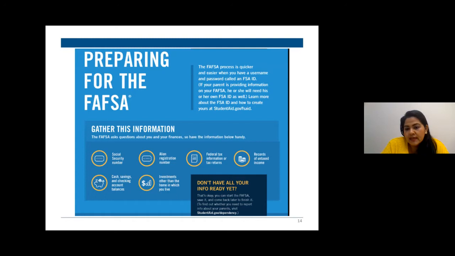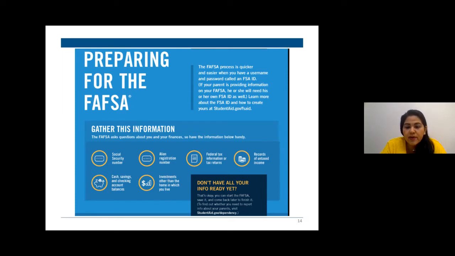Children who are U.S. citizens or permanent residents are able to apply for FAFSA even if the parents are not U.S. citizens or permanent residents. In this case, the child will just fill out their social security number and leave the section blank or enter zeros for the parents if the parents do not have a social security number. But if the parents and the students have social security numbers, those numbers will need to be entered.